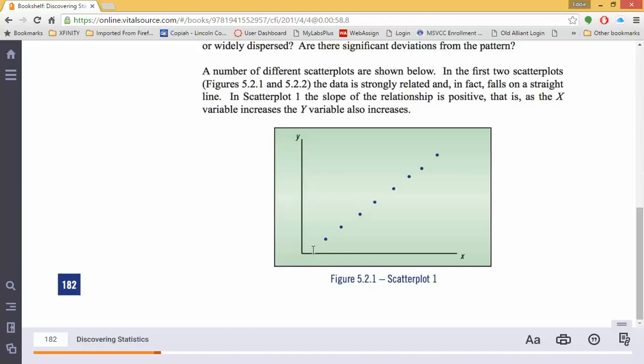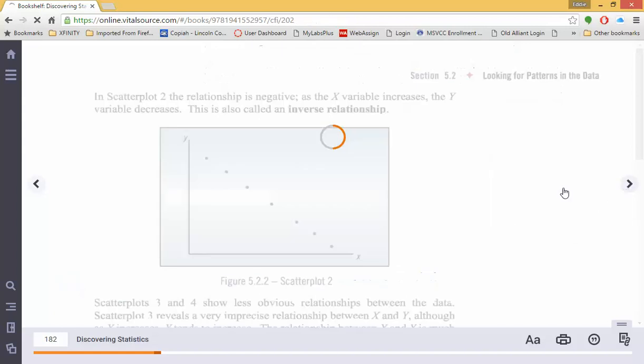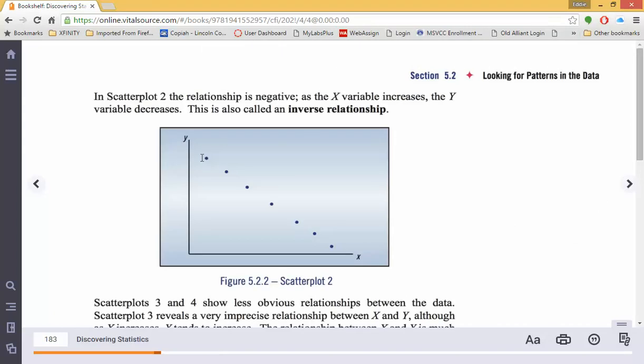Whenever the slope of, say, an imaginary line that goes through the concentrated area of points, it doesn't have to go through every point, we'll get to what that's called. But of course if you go up, left to right, that's a positive relationship. And then if you go down from left to right, the relationship is negative. And your book says that's called an inverse relationship.